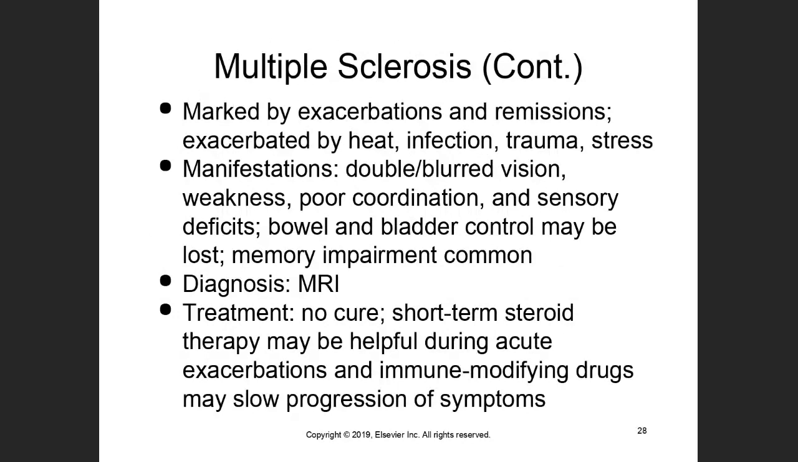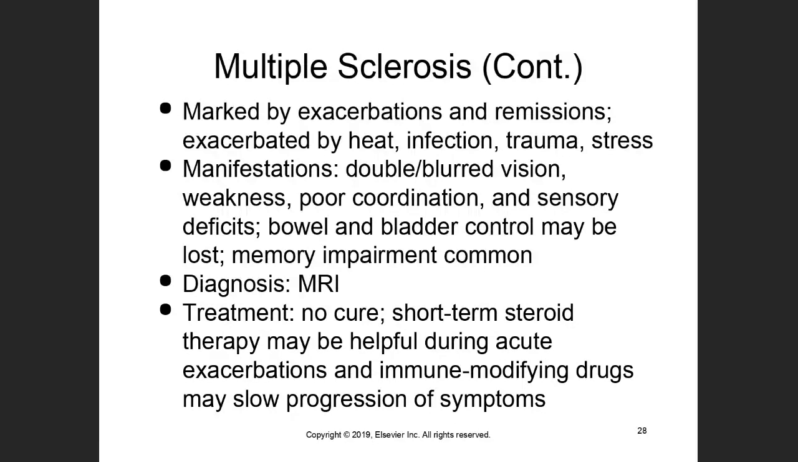and symptom, marked by exacerbations and remissions, exacerbated by heat, infection, trauma, stress. Manifestations: double and blurry vision, weakness, poor coordination, sensory deficits, bowel and bladder control may be lost, memory impairment common. Diagnosis: MRI.